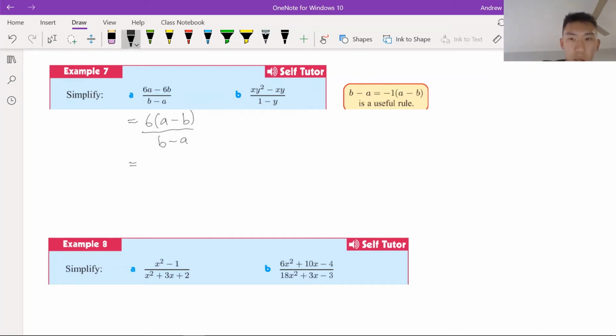So this will become negative 6 because of this negative 1, and then it becomes b minus a. If we do that, that actually hasn't changed the value of that expression at all. I hope that makes sense. And we can keep going.